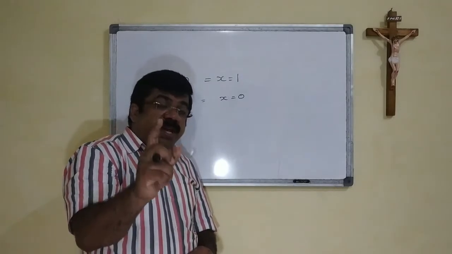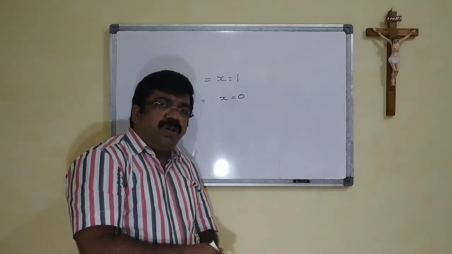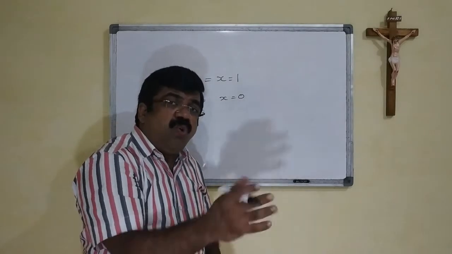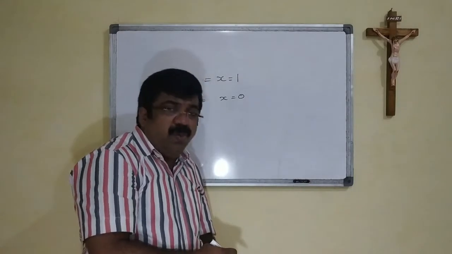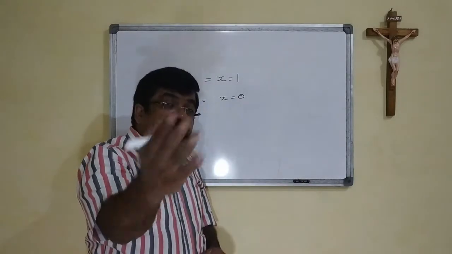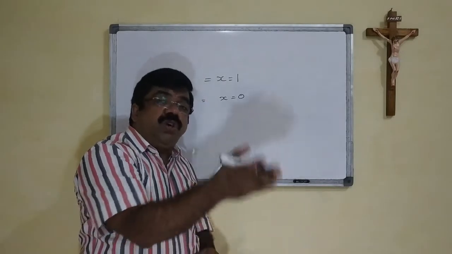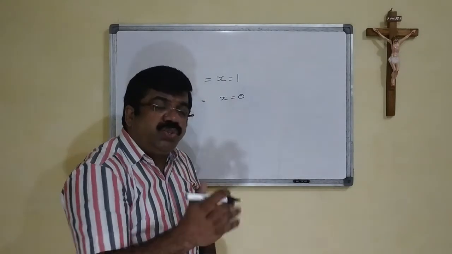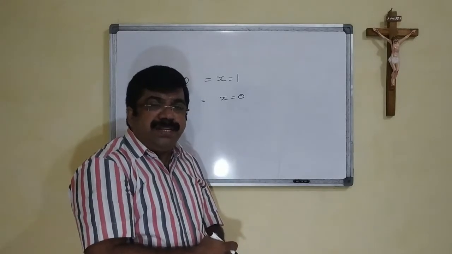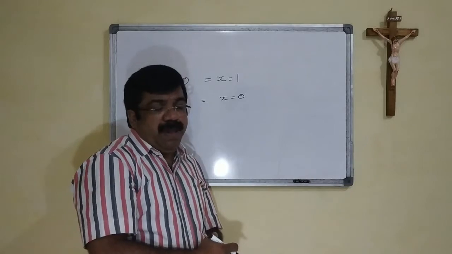Because we know it has only two values. The first one is it can be 0 or 1. When it is not 0, that means it is 1. When it is not 1, it means it is 0. So that is the first theorem behind our Boolean algebra.